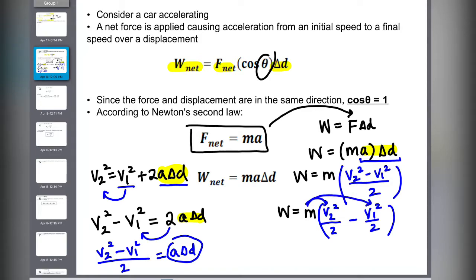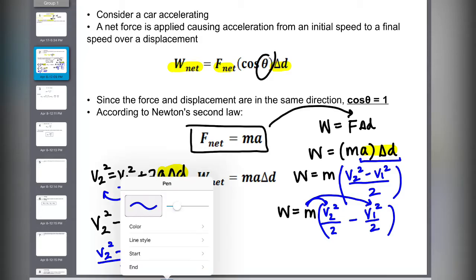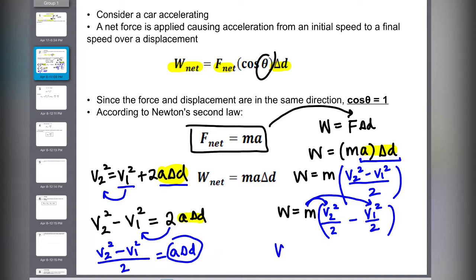And then the next thing is we're going to throw this in, because it's a binomial, I have to expand and multiply both of them. So work is equal to mv2 squared over 2 minus mv1 squared over 2. I would like you to highlight this equation. Okay, so this is the first equation that will be helpful for you. I'm just going to call this equation number 1.